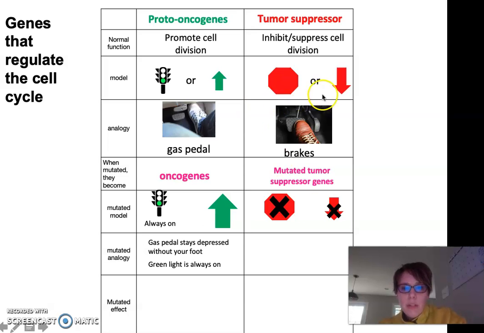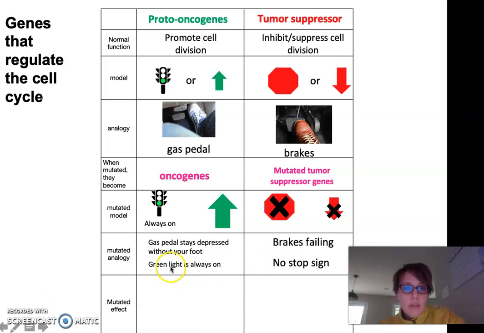Okay, so if we mutate our car analogy up here, it's like the gas pedal staying depressed and staying on when you're not pushing it. So if you were to take your foot off of the accelerator, off of the gas pedal here, the gas pedal would stay depressed or stay pushed down to the bottom of the car. So that's not good. You don't want the gas pedal to be on. You don't want the cell to move to the next stage of the cell cycle. So this is not a good situation.